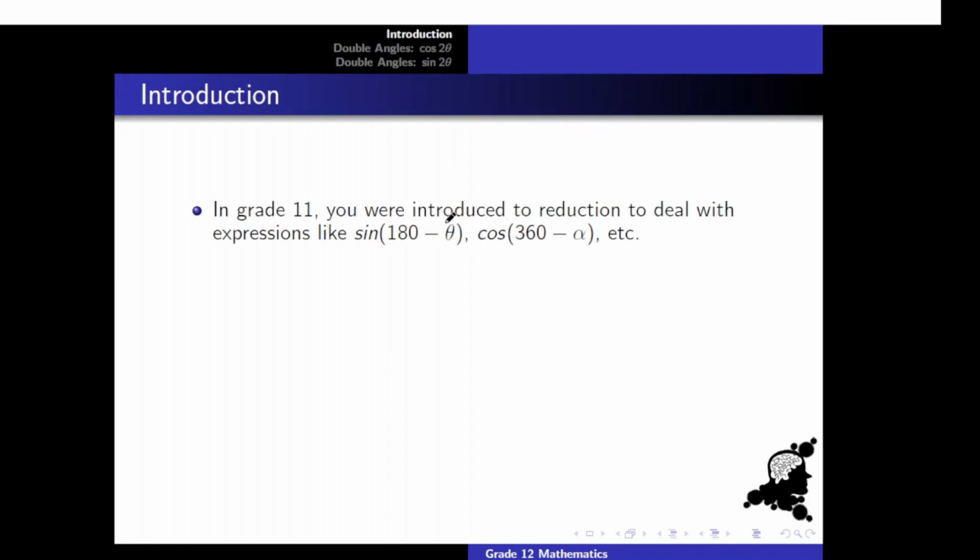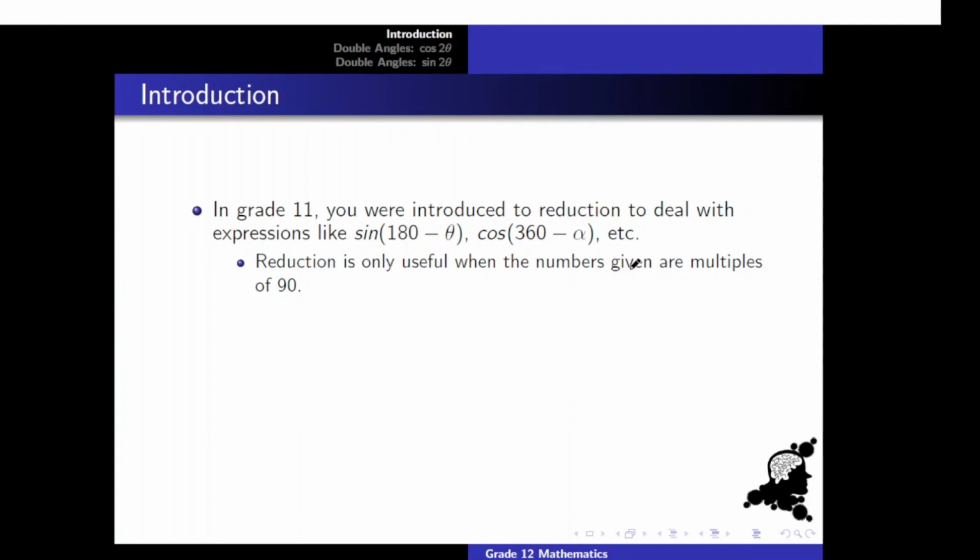As we mentioned in the previous video, in grade 11 you were introduced to reduction. And we said reduction is the process of taking a big angle and making it smaller so that you get the same answer at the end of the day. But the focus of this video is not really on reduction, but it's good to know that reduction does exist, and to a certain extent we're going to make use of it when doing double angle identities.